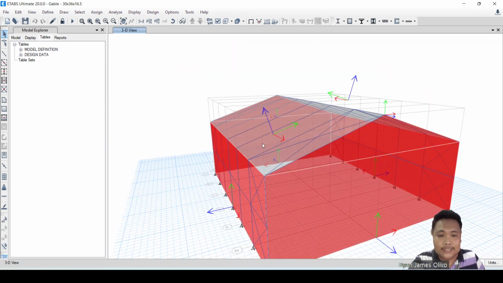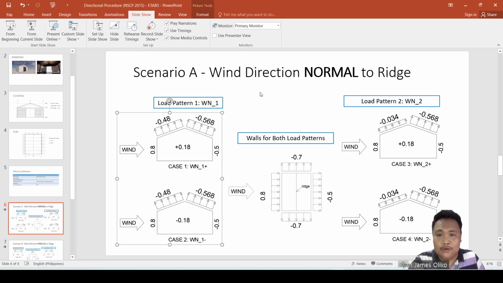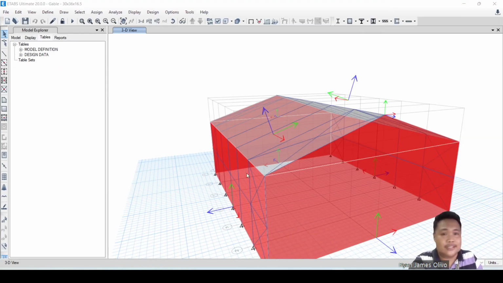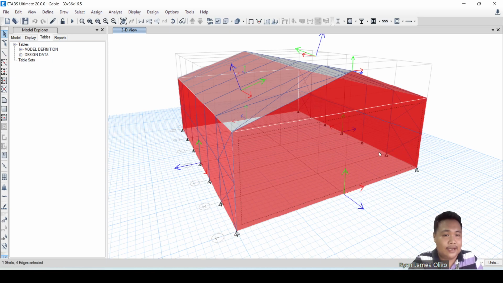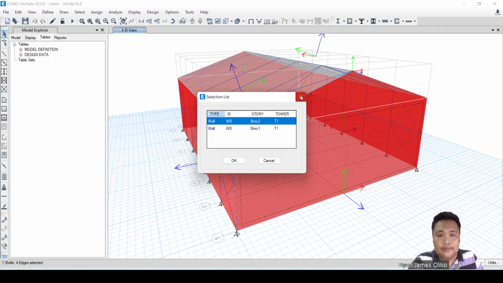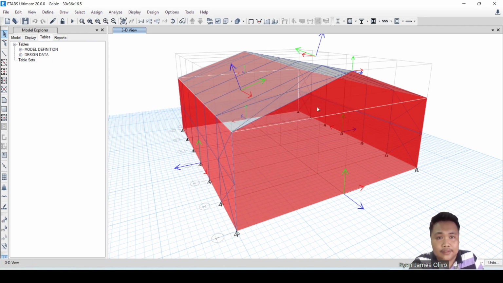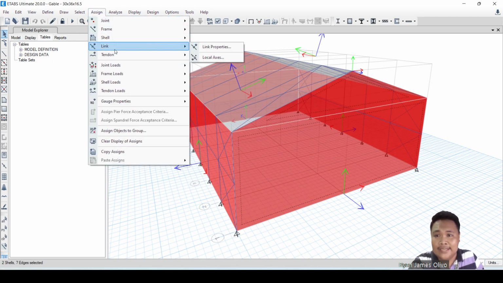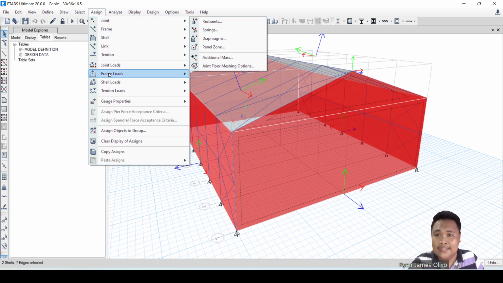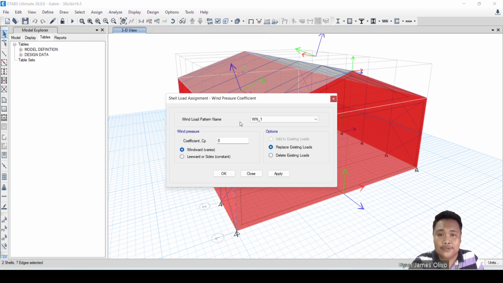So first, let's consider wind load pattern 1, WN1. I'll try to do this, so just forward the video if it takes too long. So first, this is our, okay, 0.7. Sorry. So assigning loads: just click assign shell loads, then wind pressure coefficient.